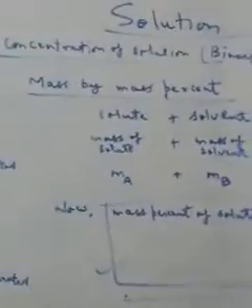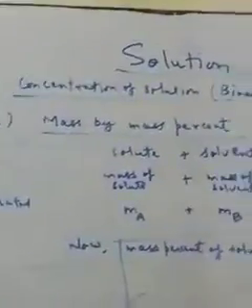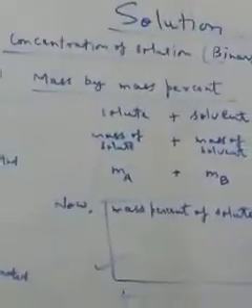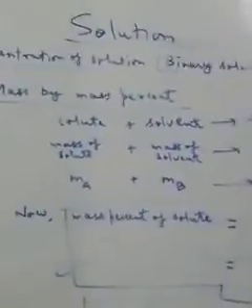As I said earlier, a solution is actually a homogeneous mixture in which the size of the particles is in the range of 10 to the power minus 9 meter. So this 1 nanometer size is the size of the particle in the solution. When we are talking about solution, it is homogeneous. It is one phase.